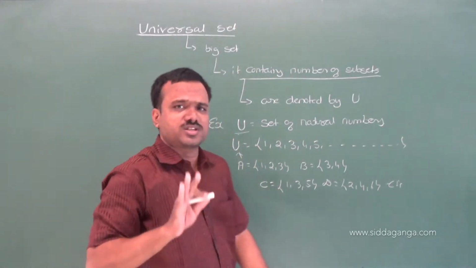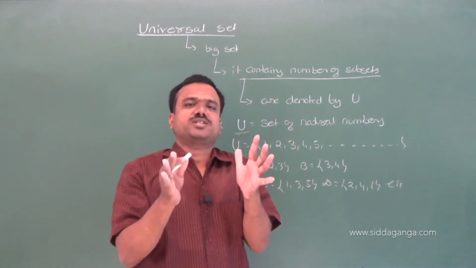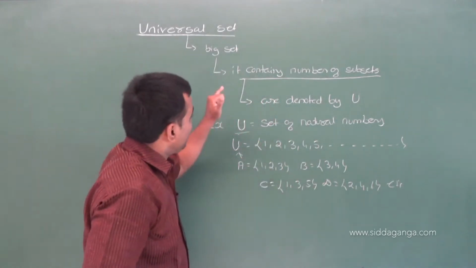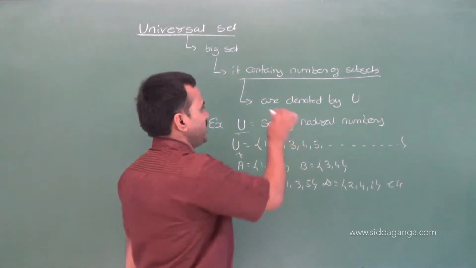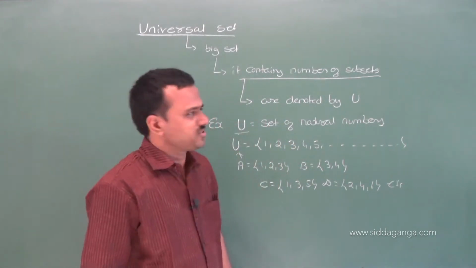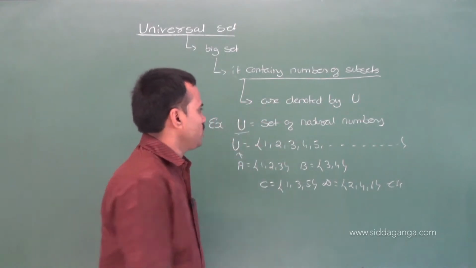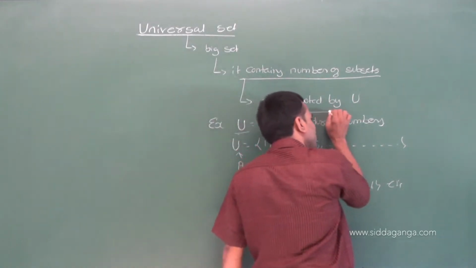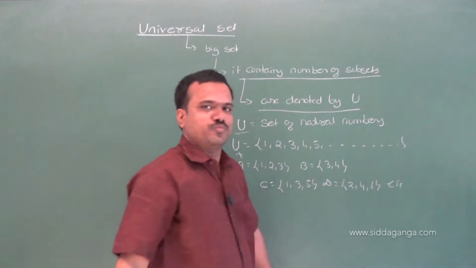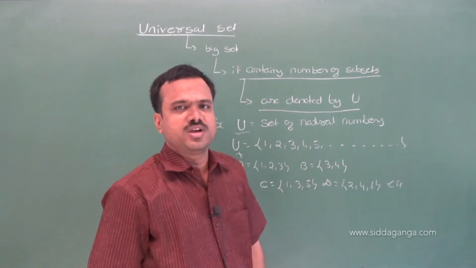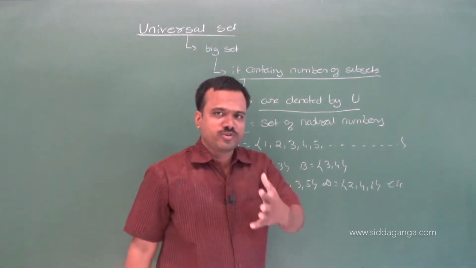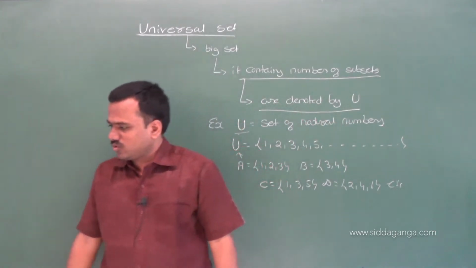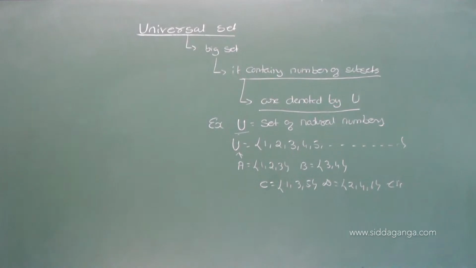So the concept is very important. Universal set means it is a big set. It contains the number of subsets. And one more, universal sets are always denoted by U. Universal sets are always denoted by what? U. Is it clear? Okay. So we solve the exercise 1.3.